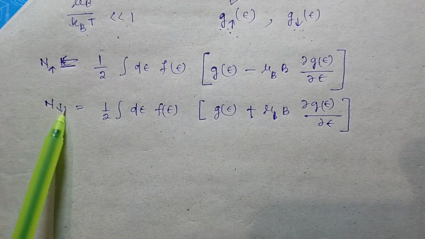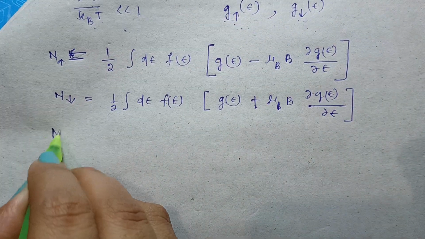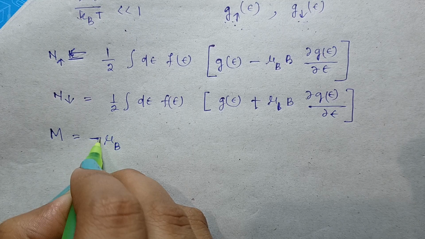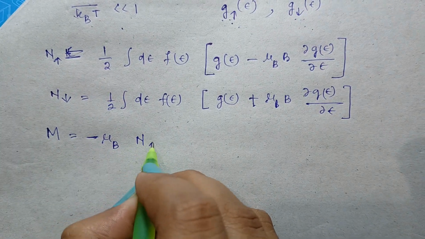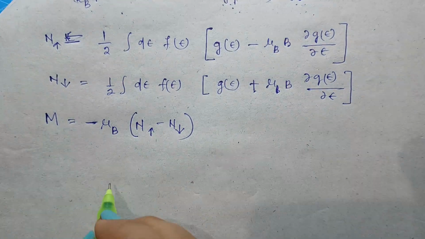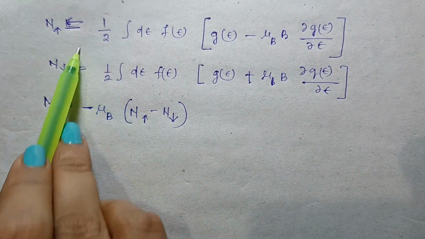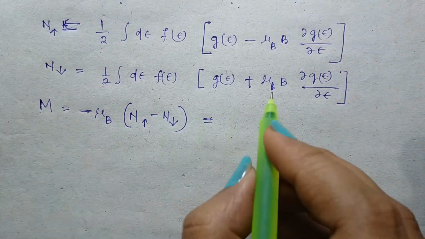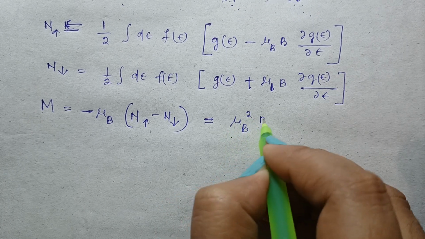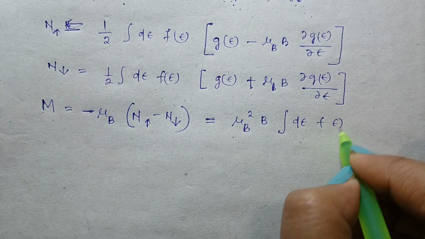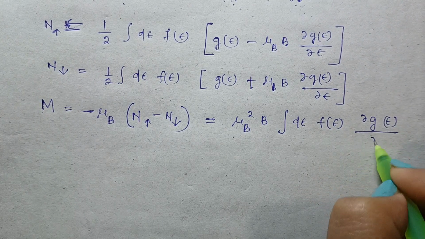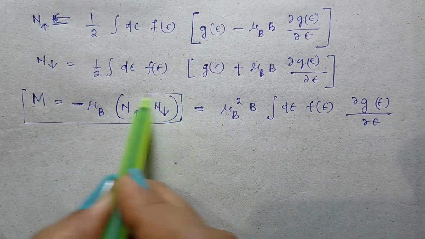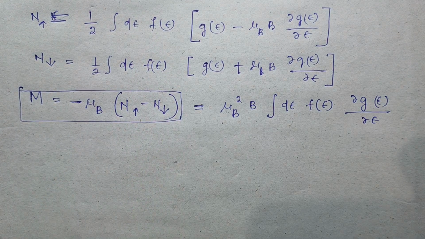Now using these two equations, what is the value of magnetization M? Its formula will be minus mu B times (N up spin minus N down spin). By putting in the values from these two equations, we get the magnetization as mu B square B integration dE f(E) del G(E) upon del E. So this is the expression of magnetization obtained by using this formula and these two equations.